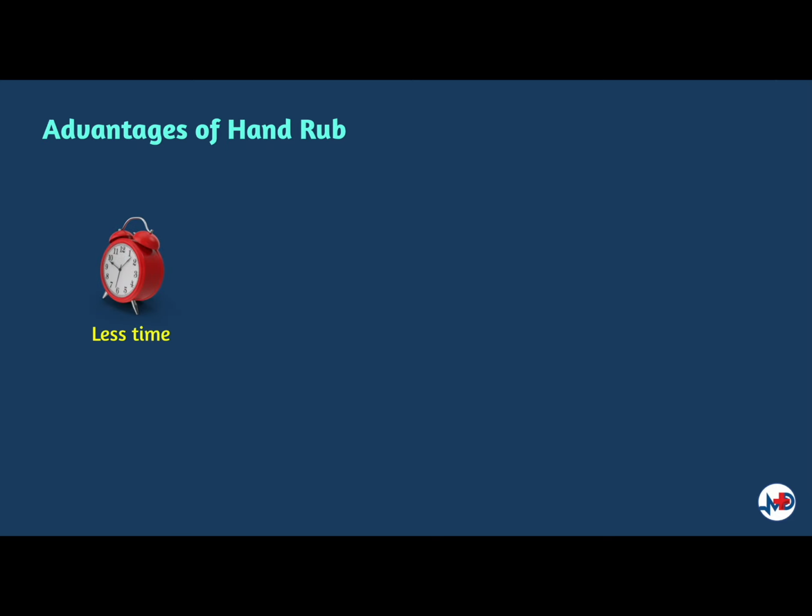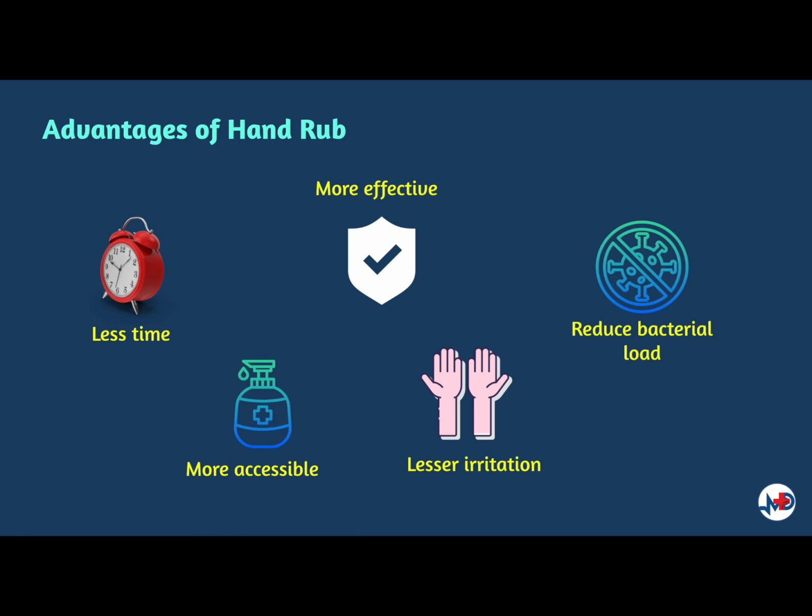What are the advantages of hand rubbing? It is more effective than soap. It requires less time. It's more accessible than hand washing sinks. It improves skin condition with lesser irritation and dryness compared to soap and water. And it reduces bacterial load on the hands.